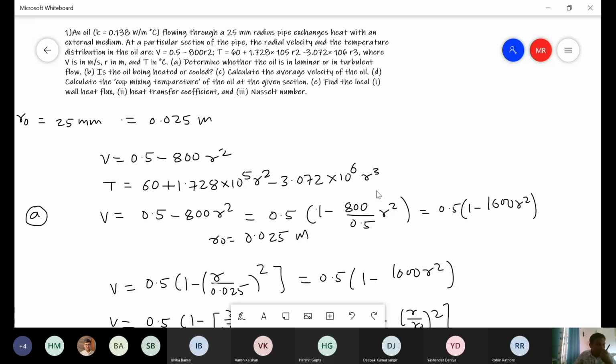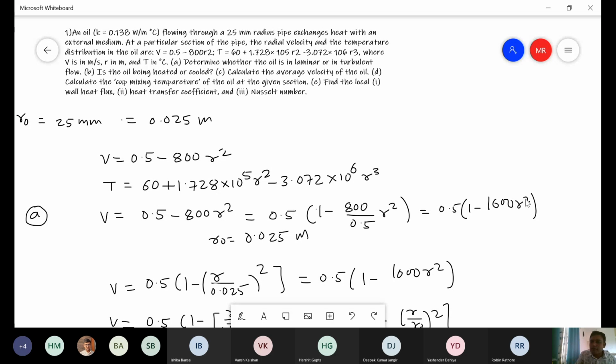T is given as 60 plus 1.728 times 10 raised to the power 5 r squared minus 3.072 times 10 raised to the power 6 r cubed. This can be done two ways. Either we can find dT by dr, and if dT by dr is positive, that means as r is increasing, temperature is increasing, and that means the oil is being heated. That is one way of doing it. Another way is to put r equals 0 and then r equals 25 mm, that is 0.025, and compare both the values. You will get the answer.